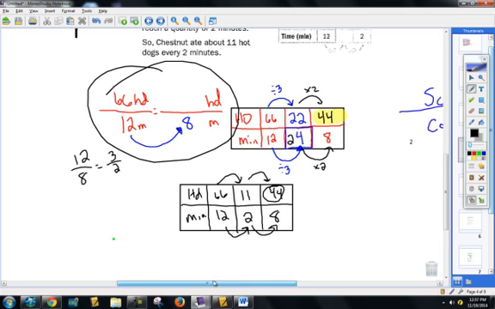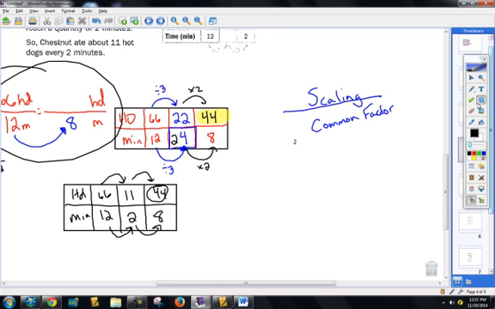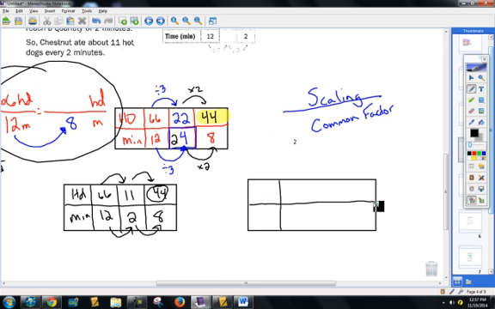Now, one more thing. You don't always have to use the common factor. Does anybody want to guess what else you could use? You could use the LCM. Exactly. Because they're all related. So here we go. Hot dogs. I hope you're writing all these down.